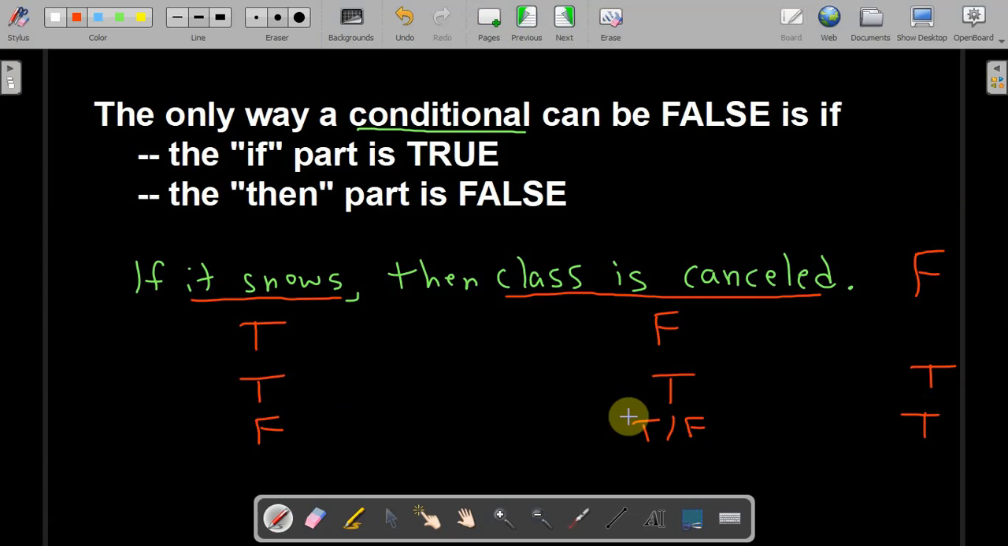Okay, so that one's a little bit weird because it's almost like the sentence didn't apply, but we kind of give it the benefit of the doubt and we say that the sentence therefore was true, simply because it wasn't proven to be false. So you see, again, the only way that an if-then statement can be false overall is if the if part does happen, but then the then part doesn't. That's the only way that a conditional can be false.